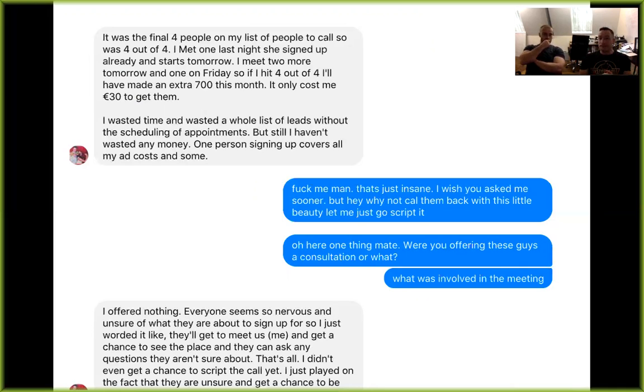Just numbers wise there, you can see he got an extra €700 a month and he spent 30. Yeah. Now, that's pretty powerful. The question is, if he had asked me sooner, how much would he have closed? Because too many trainers are reluctant to ask for advice or ask for help or to hire a coach. They're trying to sell people coaching, accountability, but yet they don't want to buy coaching accountability for themselves.